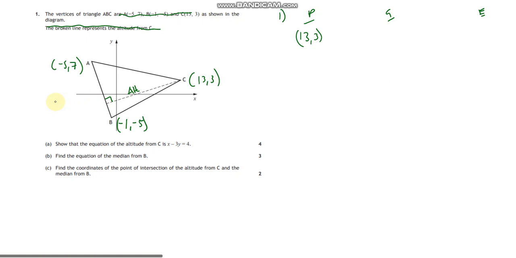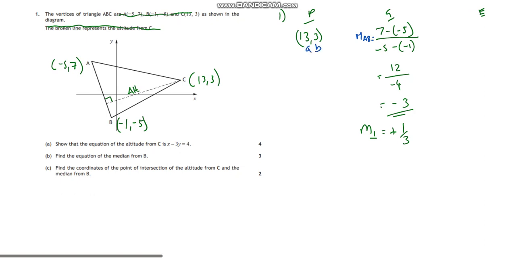So in that case, I'm going to say I'm doing 7 take away -5 divided by -5 take away -1. So that's the gradient of AB. So let me just write that just to remind me. Good. So that's going to be 12 divided by -4. So that's a gradient of -3. And that means that the perpendicular gradient is going to be positive 1/3. So I've now got my gradient, I've got my point, time for the equation.